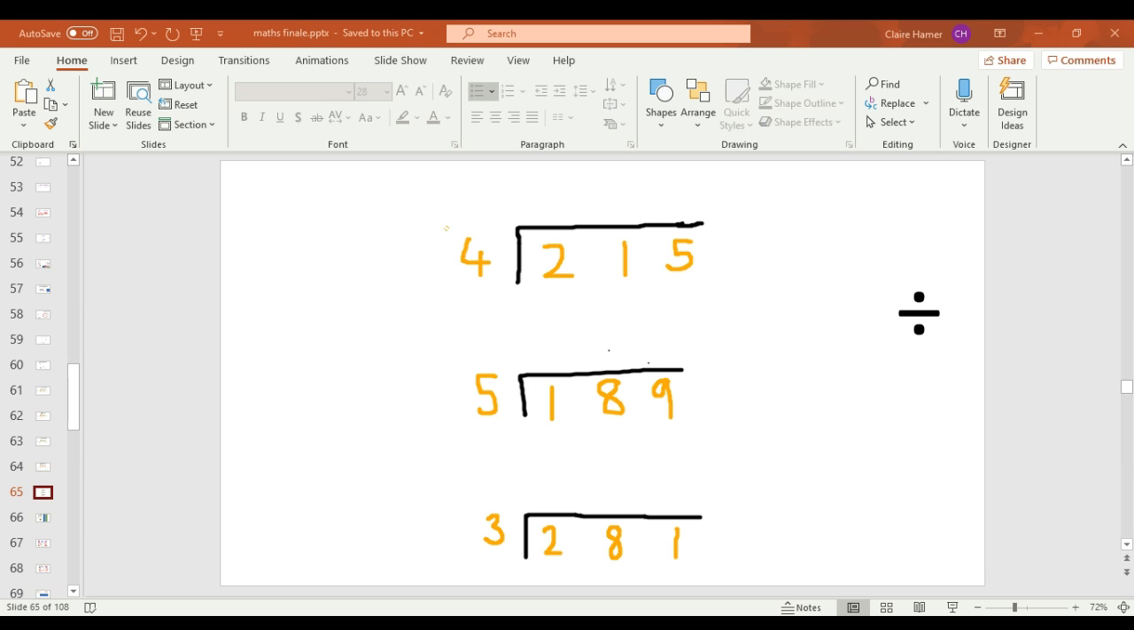If you didn't join in with yesterday's lesson, you might want to have a go at yesterday's starter, because I went into more detail about how to turn the remainder into a decimal. Anyway, pause the video, have a go, and in a moment I will explain how to do it again if you've forgotten.